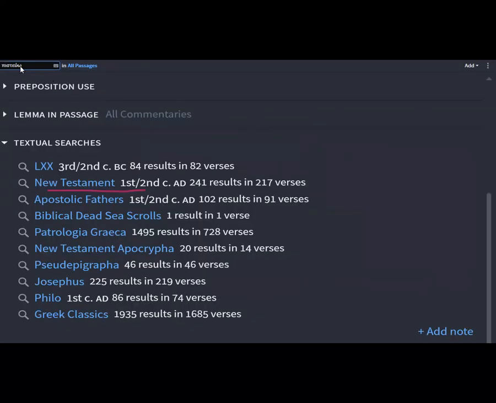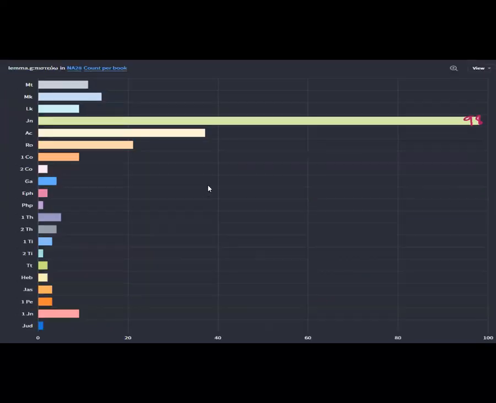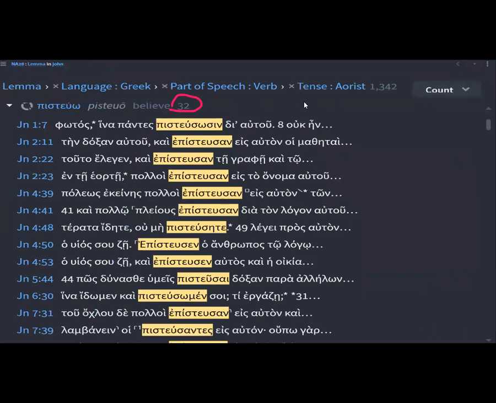So what I did was I did a search for pisteuo in the New Testament in the Greek. And as you can see right here, the word occurs most in the Gospel of John. It occurs 98 times, in fact. Okay. Well, I wanted to narrow that down a little bit more.